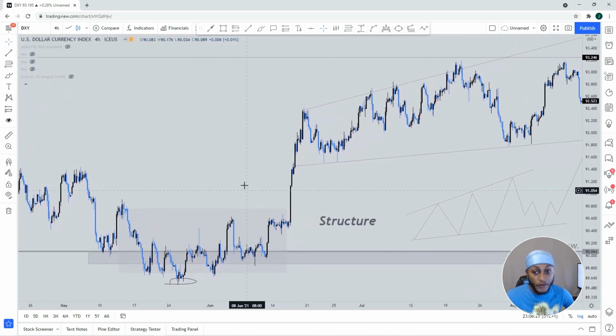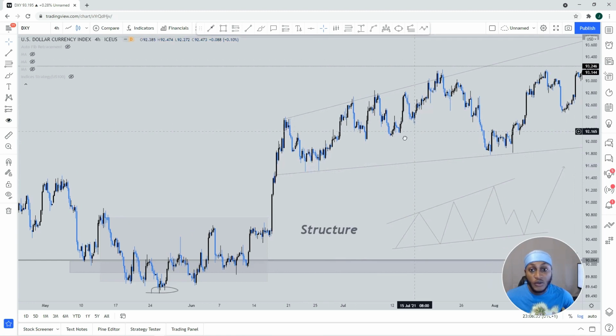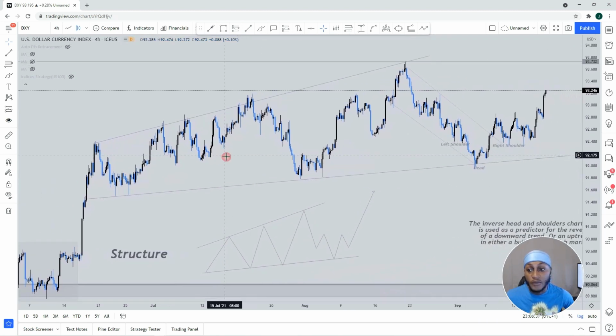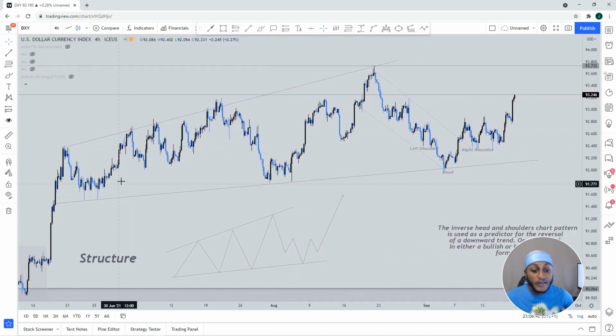So what happened, you can see price break out here, found some sort of resistance here, and start creating higher highs within this channel here. Look at this channel, where you can see we have found some sort of support and resistance. You can see something like an ascending triangle here, but in a different way.